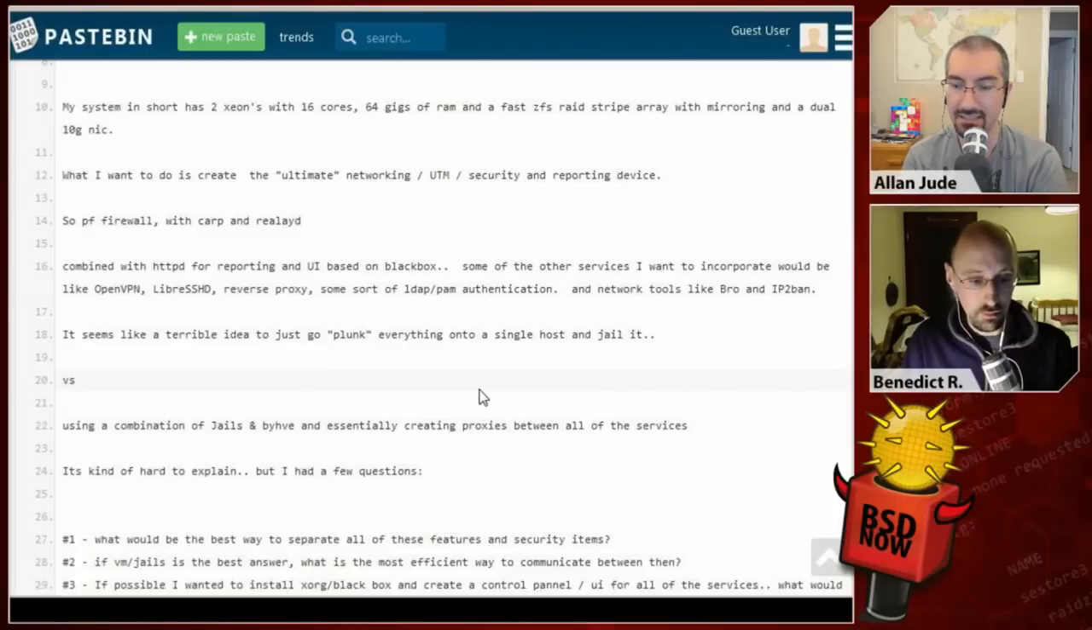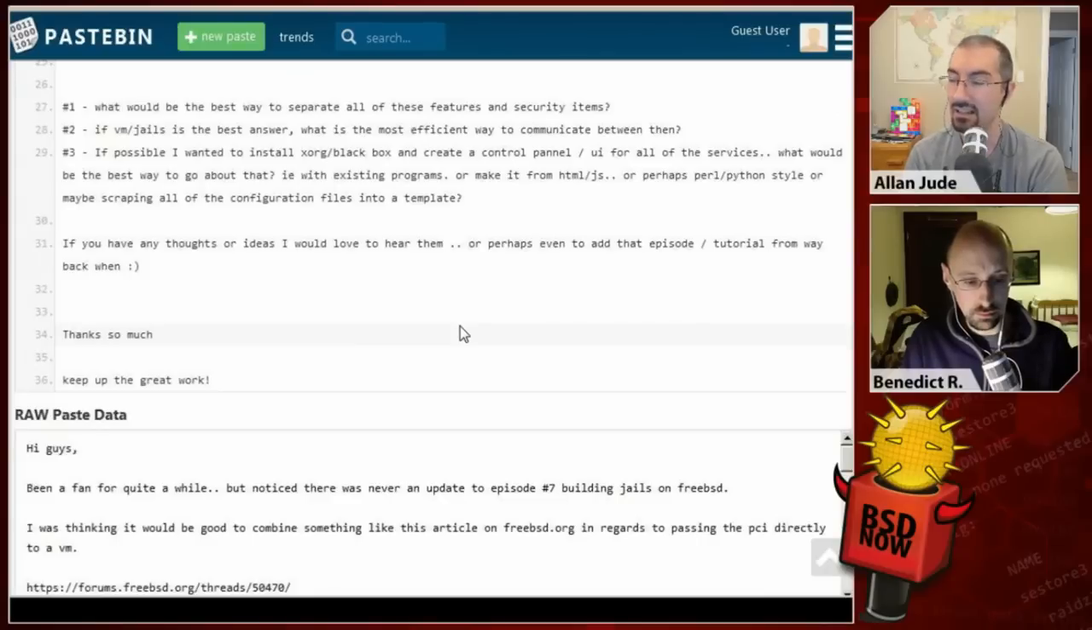It seems like a terrible idea to just go plonk everything into a single host and jail versus using a combination of jails and Beehive to essentially create proxies between all of the services. It's kind of hard to explain, but he has a few questions. So let's see what we got here. Would it be best to separate all these features and security items? What's the best way to do it?